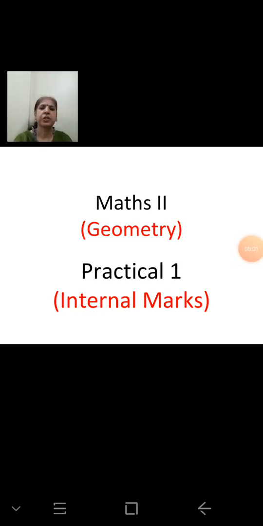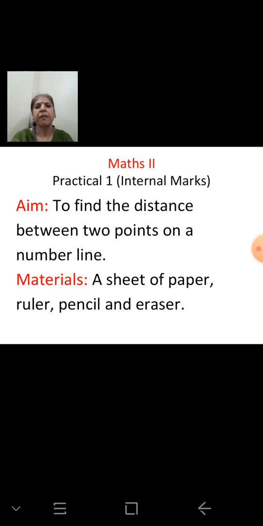Geometry Practical 1, and this practical carries internal marks. It is to be done in the assignment sheet and to be submitted on the reopening day when school will reopen. Now, aim. What is the aim of the practical? To find the distance between 2 points on a number line.